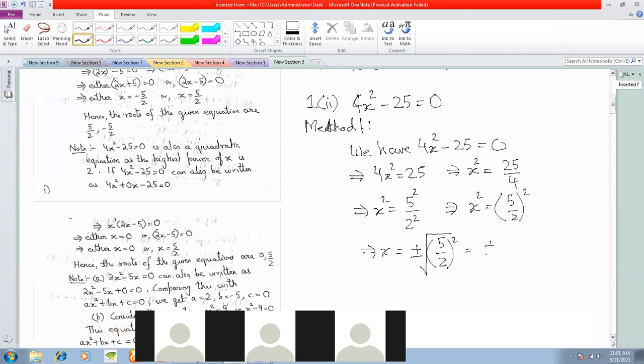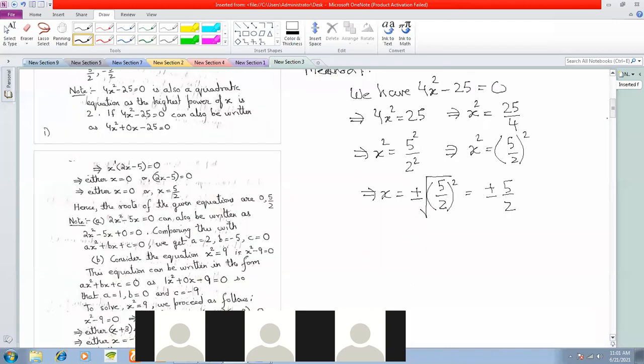So you simply get plus or minus 5 by 2. You have a square within the radical, so we can remove the radical. The roots are, what are the signs? You take the positive sign first, so plus 5 by 2, and then you take the negative sign, minus 5 by 2. These two are the roots.